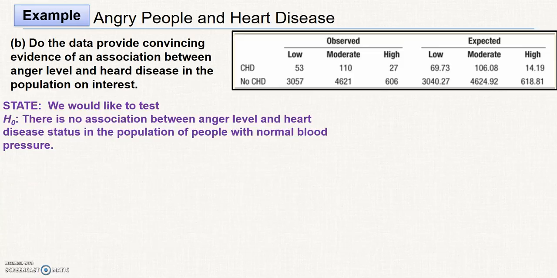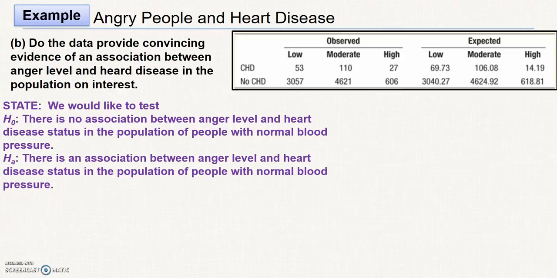Our null hypothesis should be that there is no association between anger level and heart disease status in the population of people with normal blood pressure. So therefore, the alternative hypothesis is that there is an association. So now think about the plan. Pause.